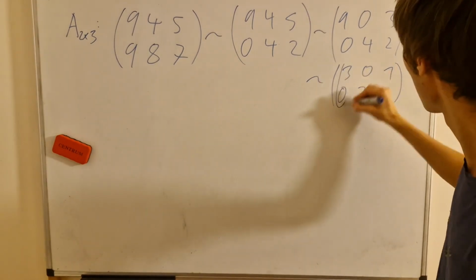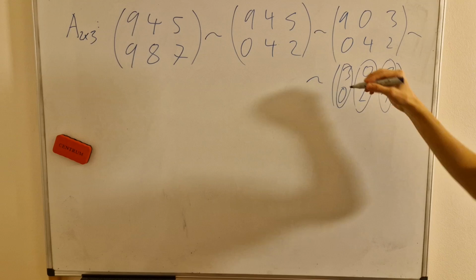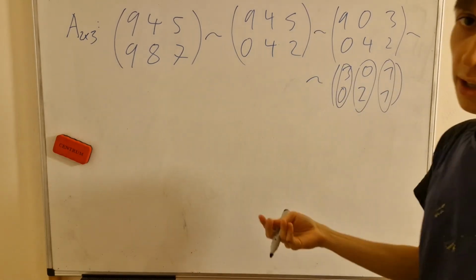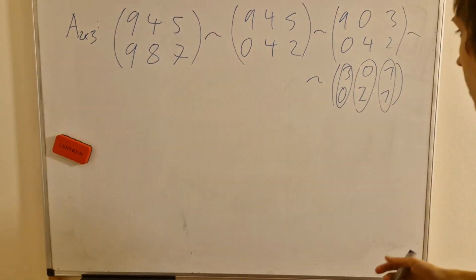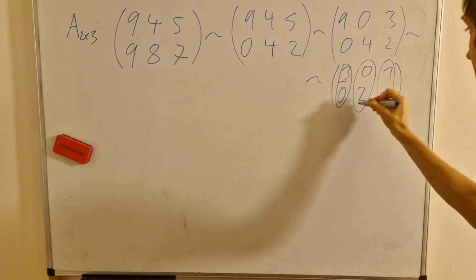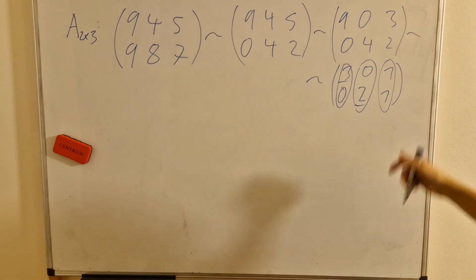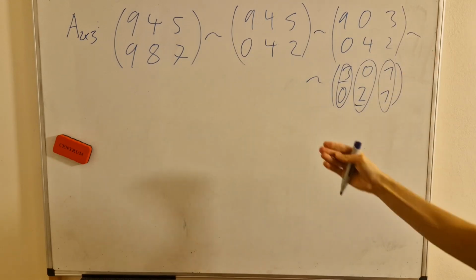But now it's clear. We have this column linearly independent from this one, and the third one is definitely a linear combination of the first 2. So the rank, the amount of basis columns, are these 2. This third one is not a basis column. These 2 have a pivot. So 2 basis columns with a pivot, the third one is not. So the rank is 2.